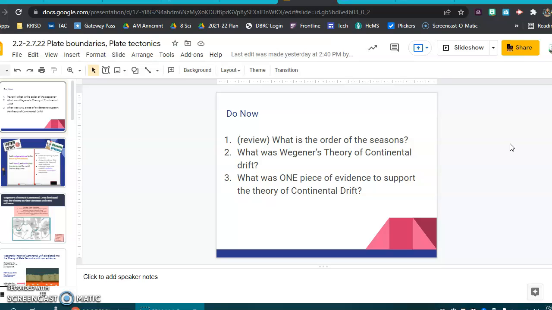What's the order of the three seasons? What is Wegner's theory of continental drift? And what was one piece of evidence to support the theory of continental drift?